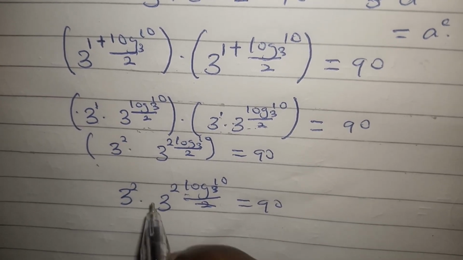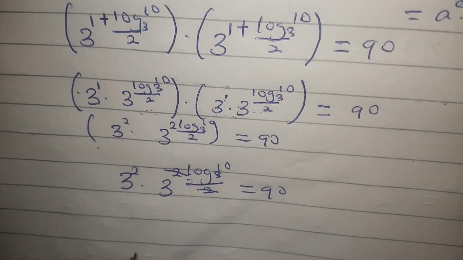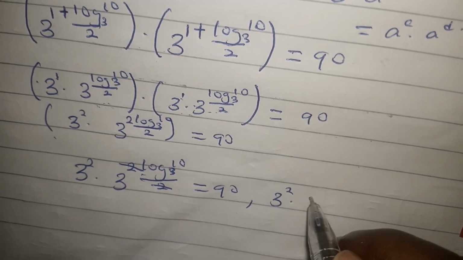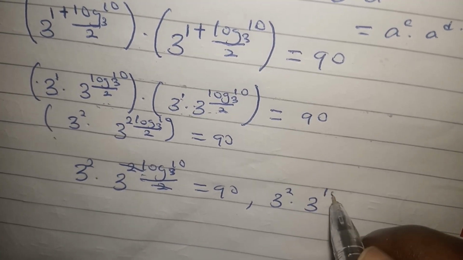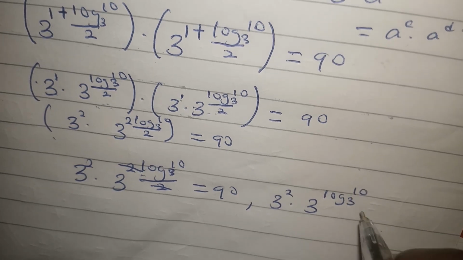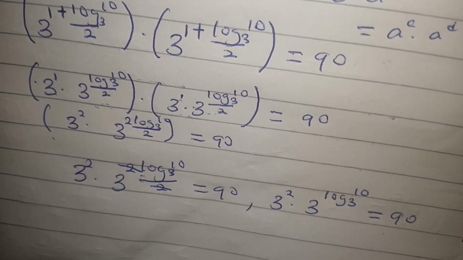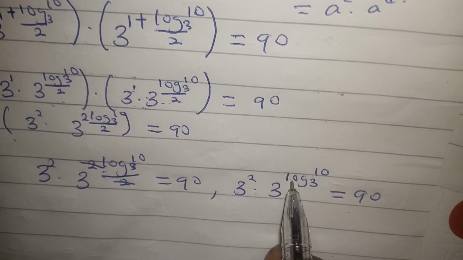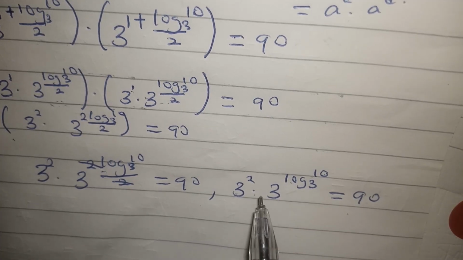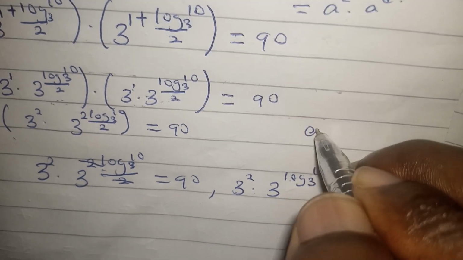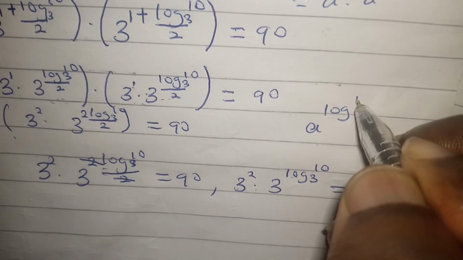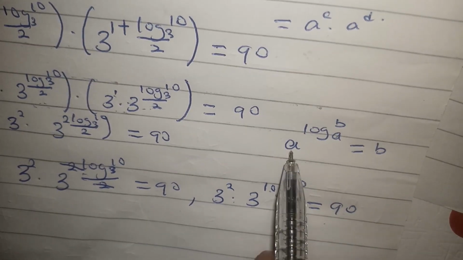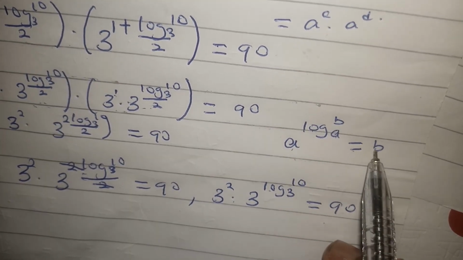You can see that this 2 and this 2 will go. So we are now left with 3 to the power of 2 times 3 to the power of log 10 to base 3 equals 90. From here we are going to apply a logarithm rule, which says that a to the power of log b to base a is equal to b.